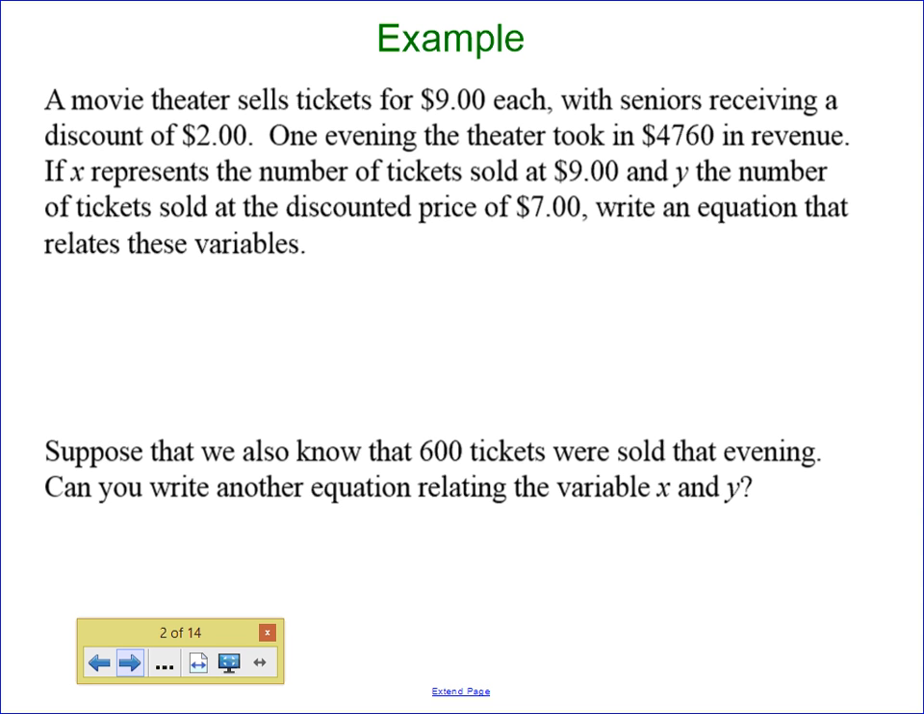A movie theater sells tickets for $9 each, with seniors receiving a discount of $2. One evening, the theater took in $47.60 in revenue. All right, so that's the amount that they took in. One ticket is sold at $9, and the other type of ticket is sold at $7. So when we develop the equation for this, we should get that 9x plus 7y is equal to the amount of revenue that we took in, which is $47.60.